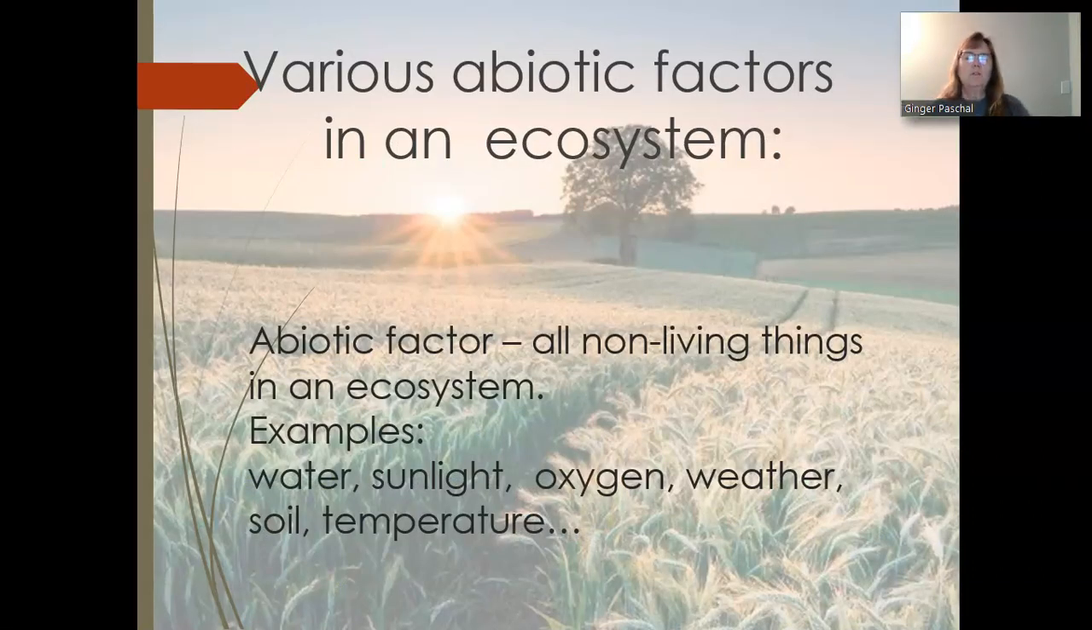There are also various abiotic factors, and when you put an A in front of something, it means not. So these are non-living things within an ecosystem. Abiotic factors include all the non-living things that affect an ecosystem. Examples are the amount of water, lakes, streams, rivers, rain, things like that, sunlight, oxygen, weather, soil, temperature. Anything in an ecosystem that is not living is called abiotic.